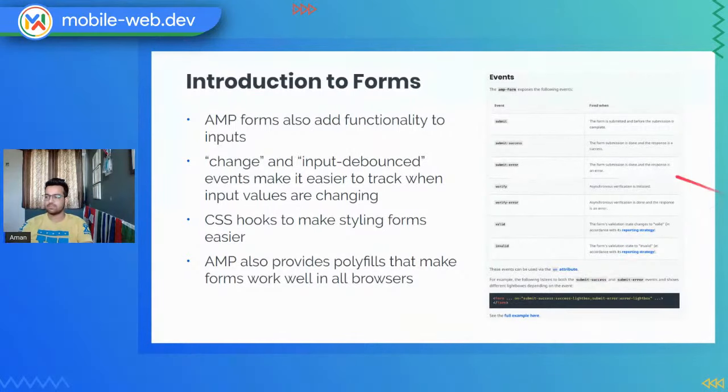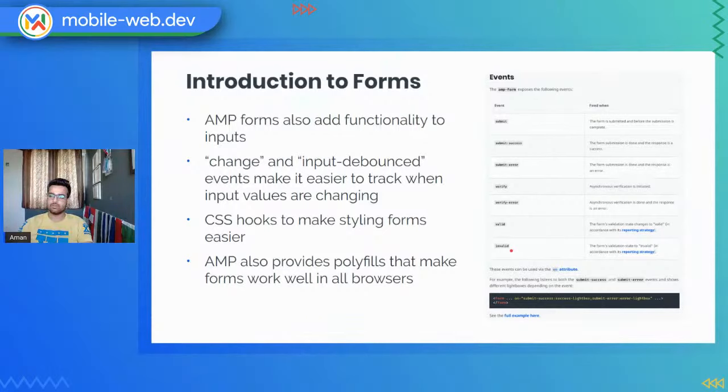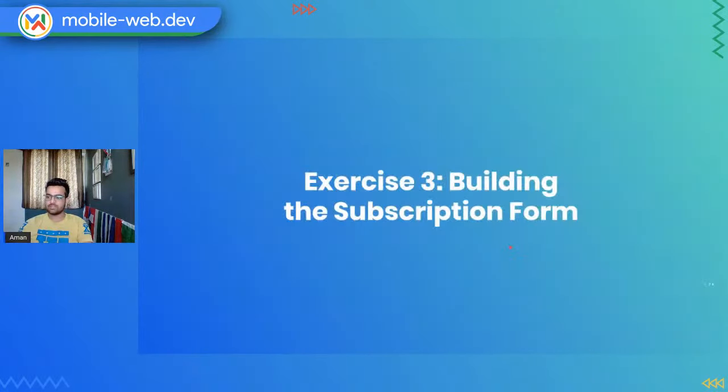Again, if we see the documentation, these are all the different attributes that are available with the amp-form tag, like submit, submit-success, submit-error. All these things you can use in order to show different responses. Again, you can use CSS hooks in order to style your form, change the way a field is being shown, change the way the overall structure looks, and all these things. Let's go into detail and see how this works.